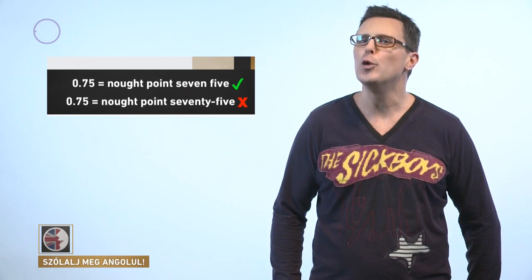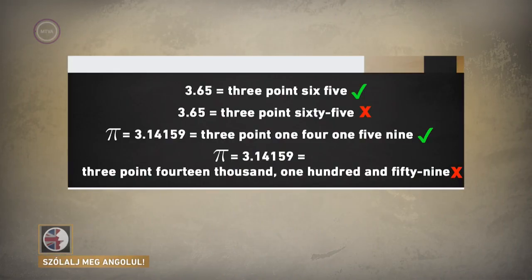Nought point seven five, not nought point seventy-five. Great. It doesn't matter if we're talking about a decimal fraction or not. The number or numbers that come after a decimal point are always said as separate figures. So, always remember, we use a decimal point to show that something is less than 1. And after a decimal point, we have to say each number separately. If we're talking about numbers after a decimal point, we always say the numbers after a decimal point as separate numbers.